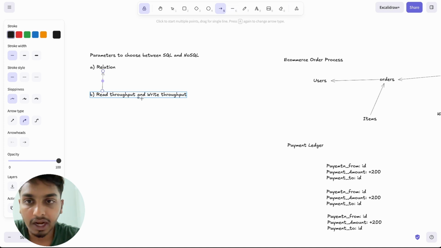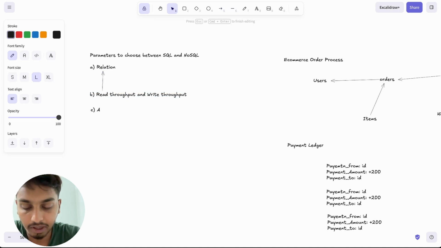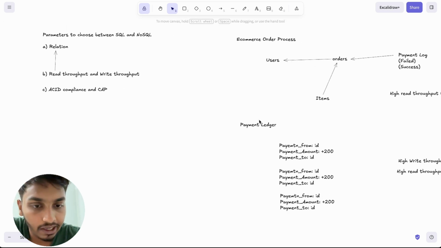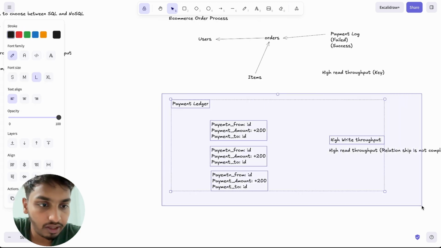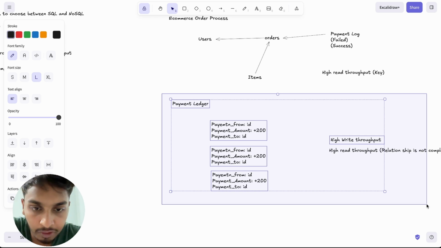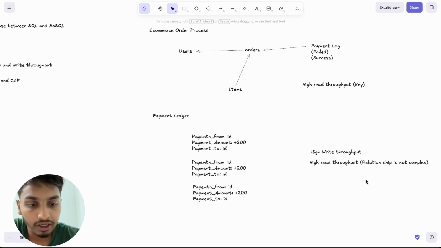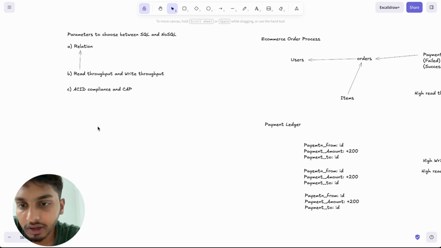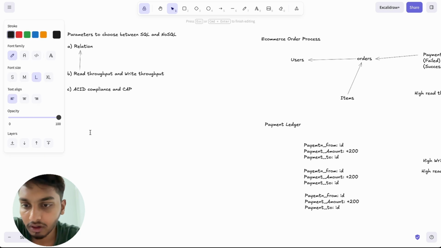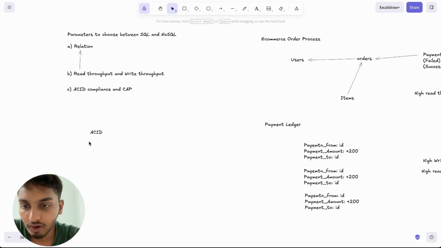Now our third parameter is ACID compliance and consistency, partition tolerance. If you look carefully at the payment ledger, we need higher consistency, right? But as you have seen, this type of use case is primarily designed for NoSQL. So in NoSQL also we need to choose a particular database, and MongoDB is that one, because MongoDB is primarily designed for ACID compliance. Let's also understand ACID compliance and the CAP theorem. When we talk about ACID, what do we actually mean?